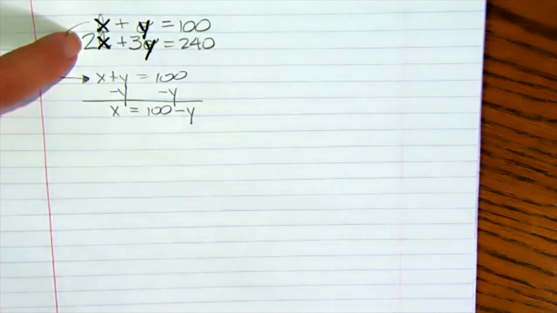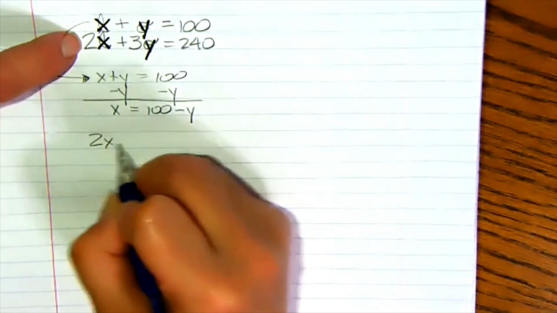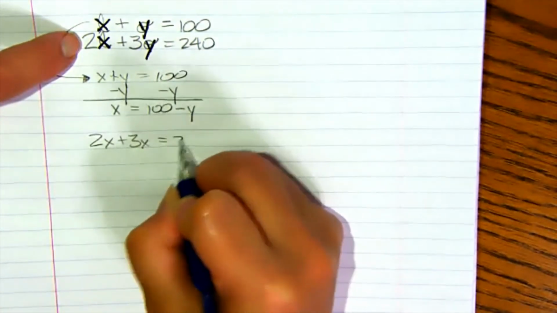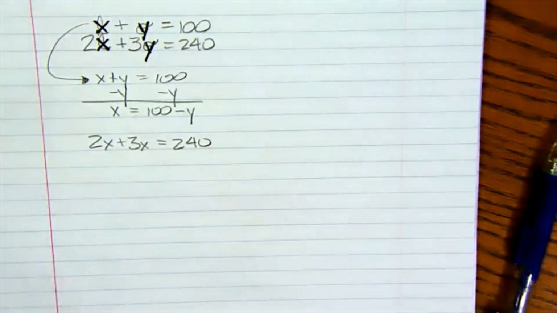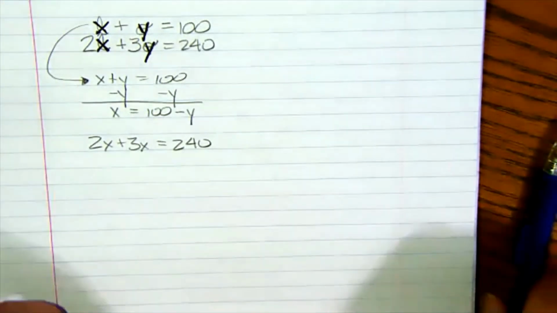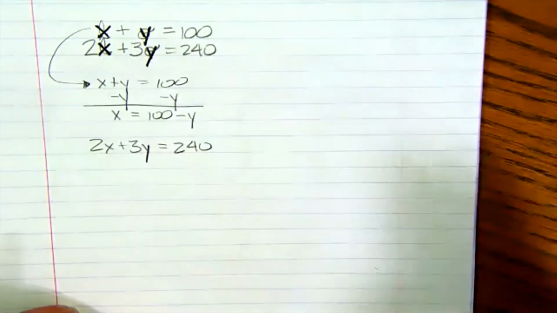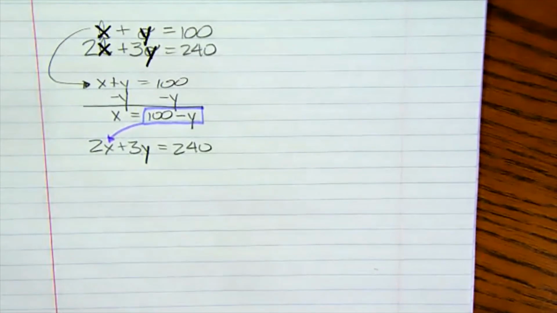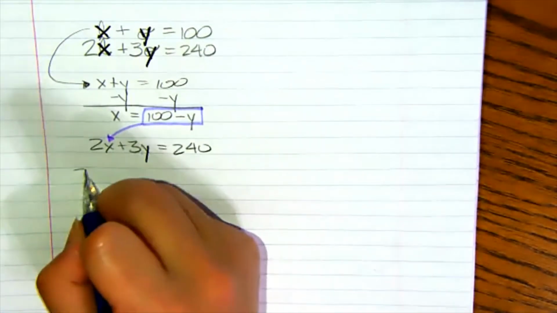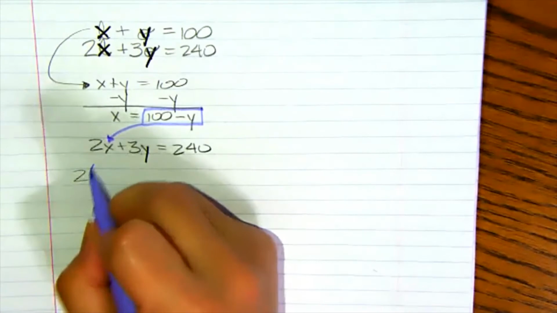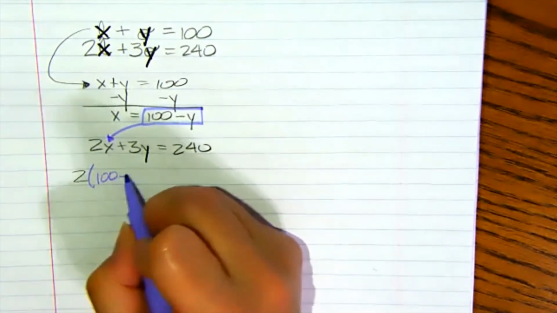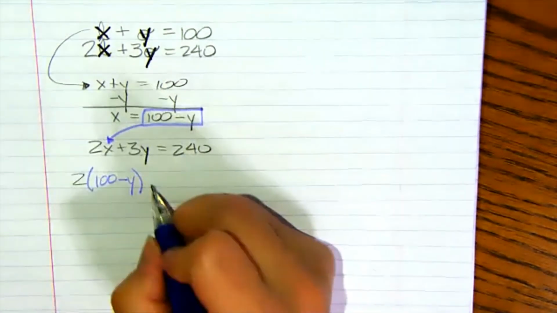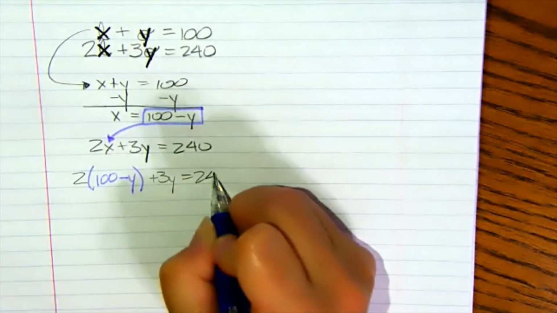Now I can bring down my second equation: 2x plus 3y equals 240. And this was a y, sorry. Now I can substitute this for my x right here. So I have 2 times (100 minus y) plus 3y equals 240.